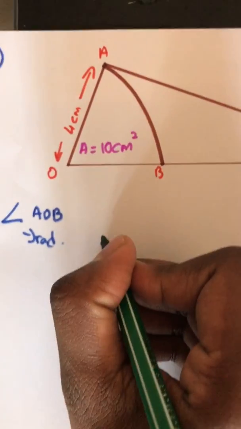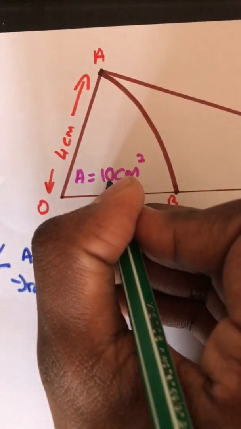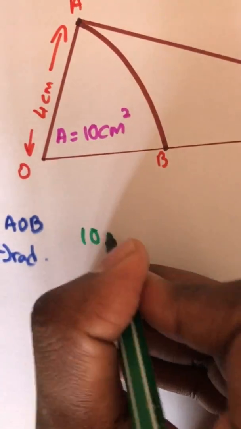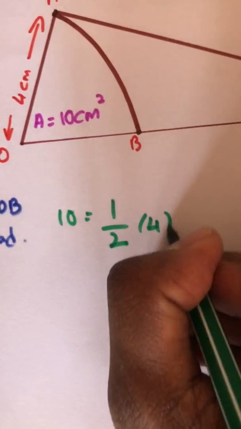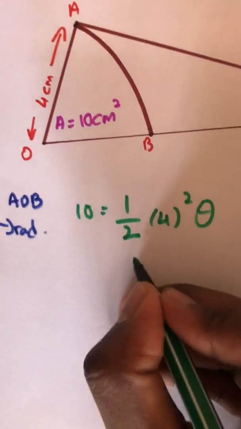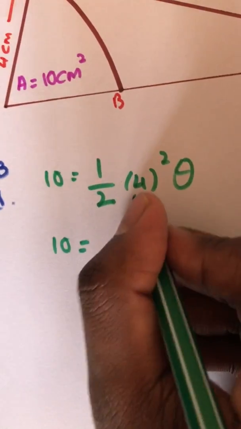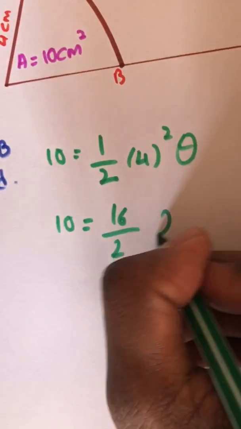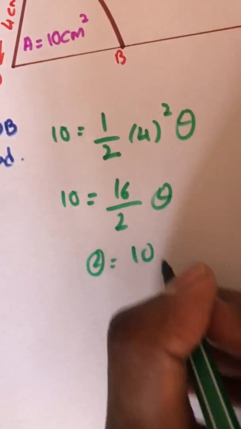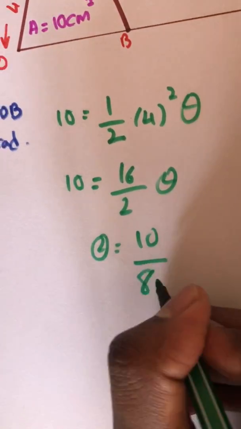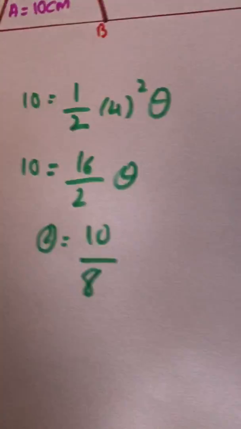To find the angle, we have to do a bit of back calculation. We have our area of sector as 10, so I'm going to write 10 equals 1 over 2, our radius was given as 4, and we are lacking our theta. Now we do our calculation. Here it will be 16 over 2 theta, so you bring over: theta equals 10 over 8.